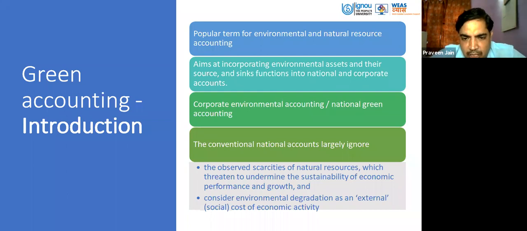in our national account. Also, the conventional national account considers environmental degradation as an external or social cost of economic activity. So they treat environmental degradation as an external factor, and they do not include it in their activities, or it is not a part of the items included in the aggregation of the national account.